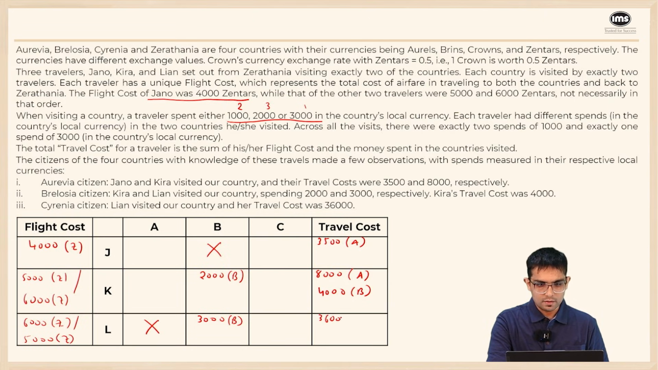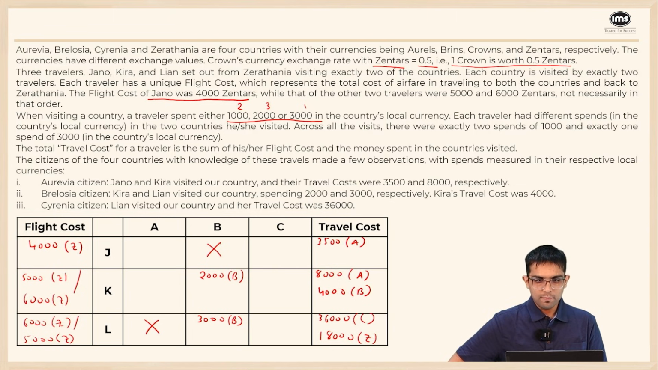Now this is 36,000, definitely C. I know that there is a line given that 1C is worth 0.5 Z, because we are trying to find out everything in Z. So this is 36,000 C. That means it is 18,000 of Z. That's for sure. Now with this 18,000 of Z, this entire information is given to us. Now let's try and find out how we can find out everything in terms of Z.